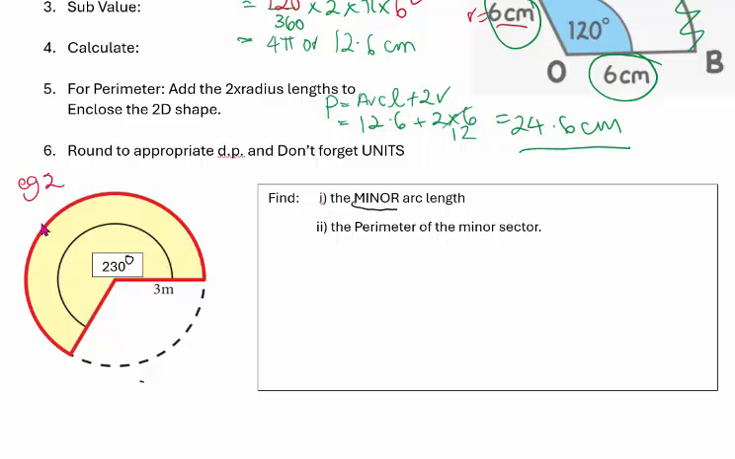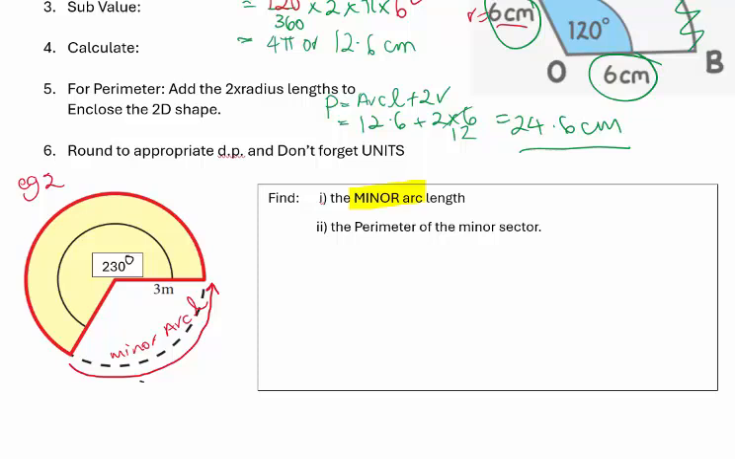Now we're going to look at another problem, which is this example 2. If you have a look at this, you need to notice that that's a nice little diagram, but you need to read the question. So just to make sure that you are reading the question properly, it says find the minor arc length. This distance around the red line is actually the major arc length because it's the biggest one. The distance around the outside is actually the minor arc length.